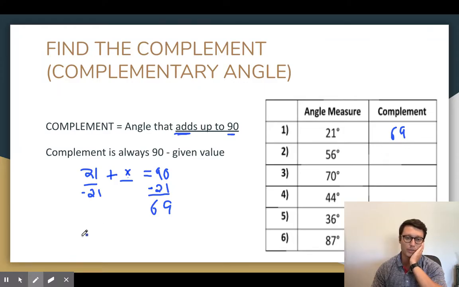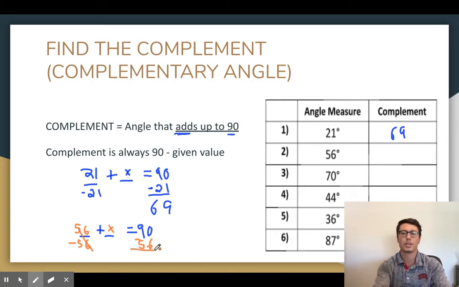Now the complement to 56, right? We know that we have two angles. This angle plus this angle has to equal 90. This time I'll use a different color. If we're talking about 56 plus x, or question mark, to find x we would have to subtract 56. Those would cancel, and 90 minus 56 would give us 34. Let me just double check my math. Feel free to use calculators, that's totally fine. 90 minus 56 is indeed 34. So the complement here is 34. This is why it's 90 minus the given value, because if you set up an equation like this, you will just end up subtracting.